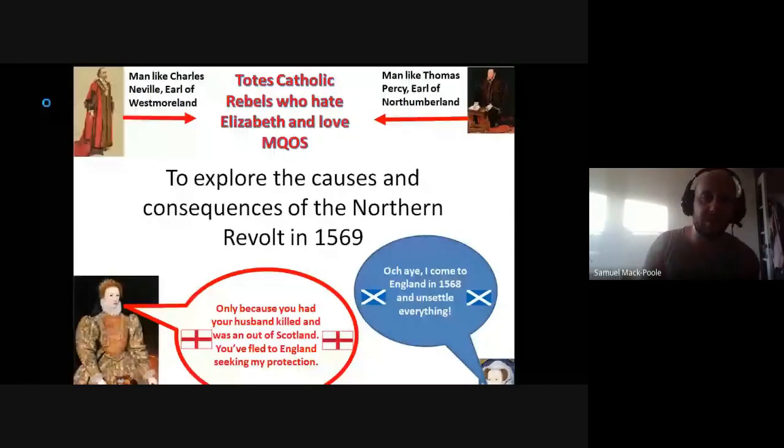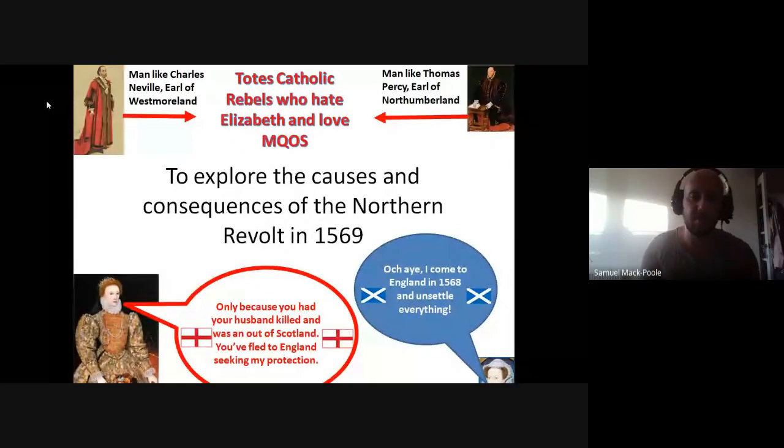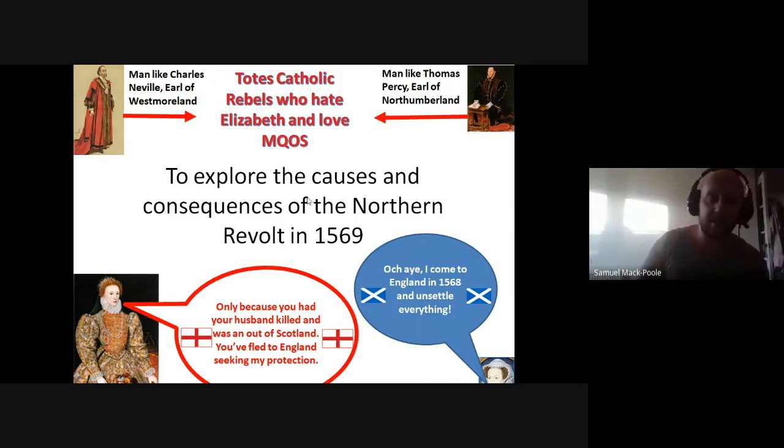So really, we want to explore the causes and consequences of the Northern Revolt in 1569. As you can see, we've got the two main perpetrators: Charles Neville, Earl of Westmoreland, and Thomas Percy, Earl of Northumberland. And what you can see is that these two men are Catholics. They are Catholic rebels who hate Elizabeth and love Mary, Queen of Scots.